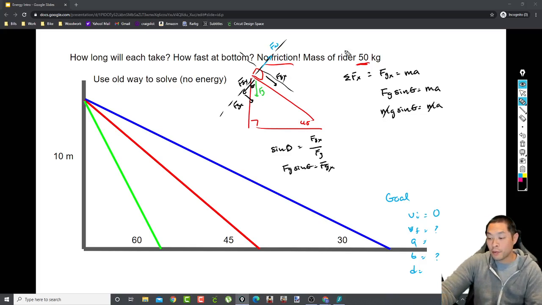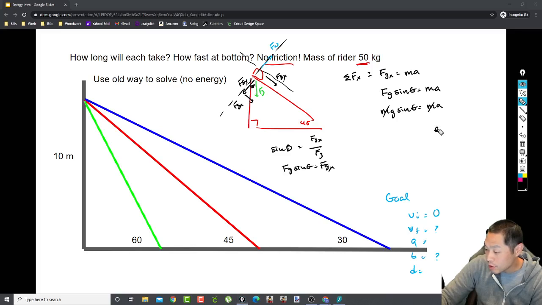So it doesn't even matter if the rider was 50 kilograms, 100 kilograms. It's just going to cancel out. So there's my A. A is equal to g sine theta. So I'm going to plug that right here. g is 9.8, sine of theta.